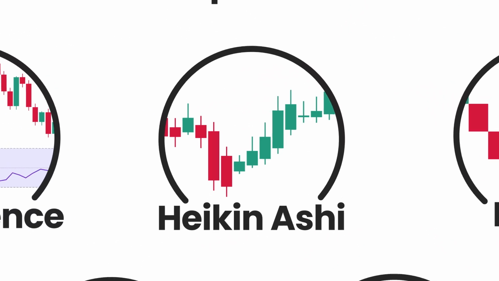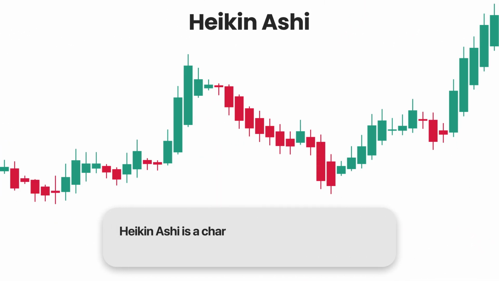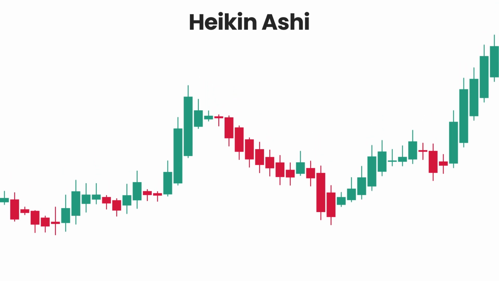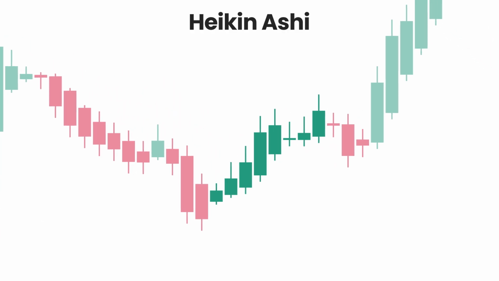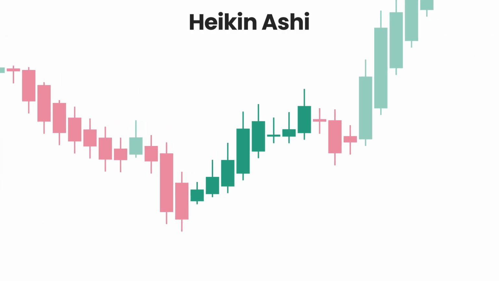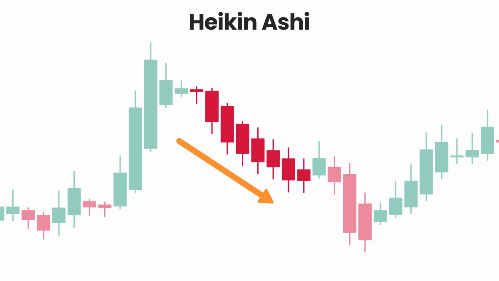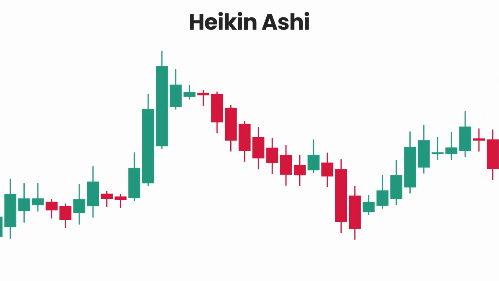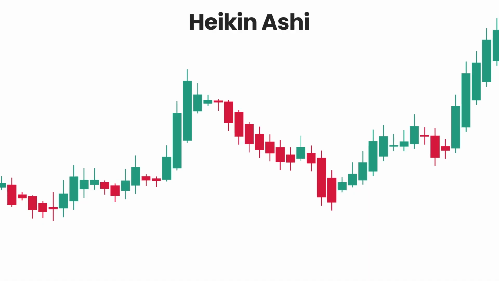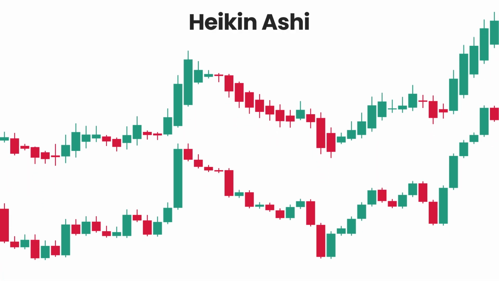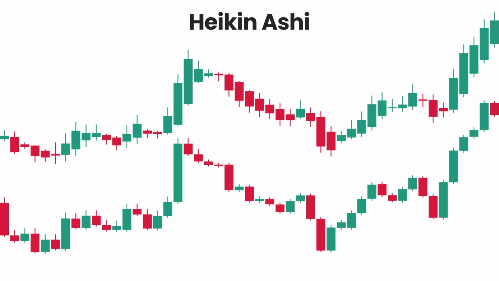Heikin Ashi. Heikin Ashi is a chart type that replaces standard candlesticks with modified candles. Its purpose is to reduce noise and make trends easier to see. A series of green Heikin Ashi candles usually reflects bullish trend conditions. A series of red candles usually reflects bearish trend conditions. The larger the candle body, the stronger the trend tends to appear. However, it is important to remember that Heikin Ashi does not show the exact real market price the same way regular candlesticks do. Renko.